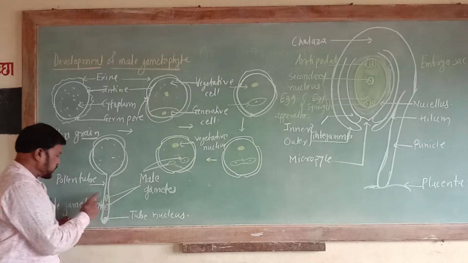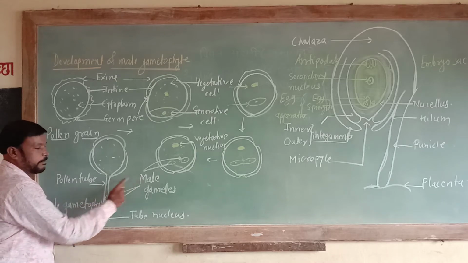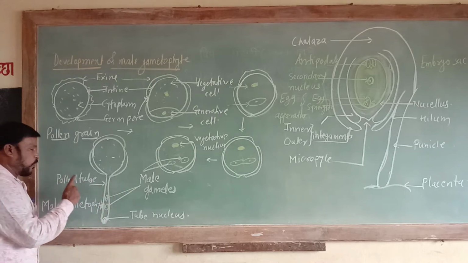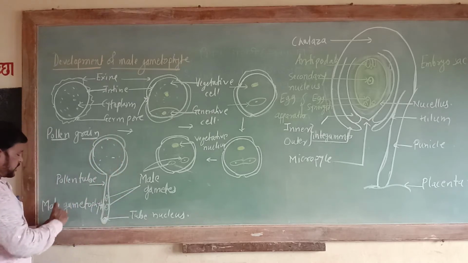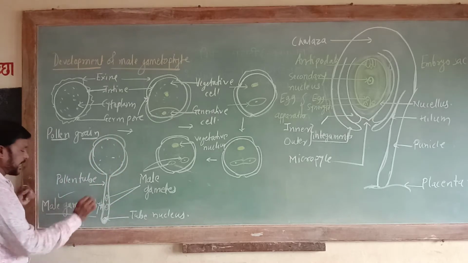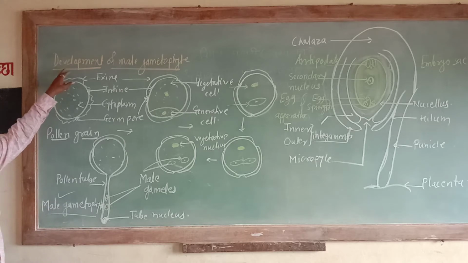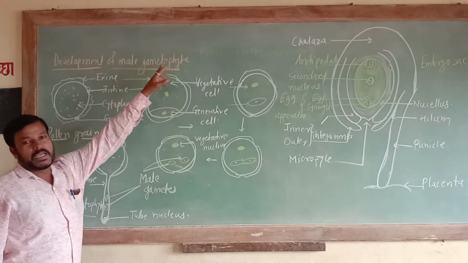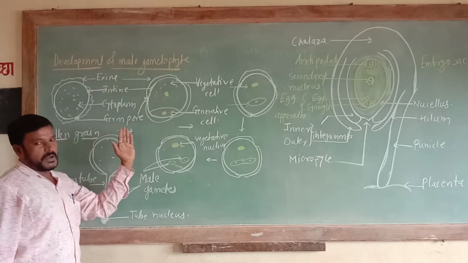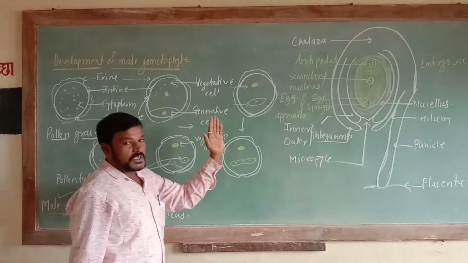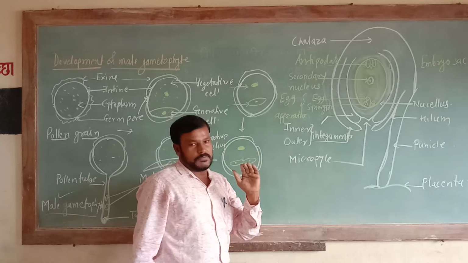And there is a formation of a pollen tube along with male gametes. That is, the pollen tube along with two male gametes and the tube nucleus. This whole structure is called the male gametophyte. This is about the development of the male gametophyte. Here is the end of the male gametophyte. Then the next point, we are studying the female sex organ.